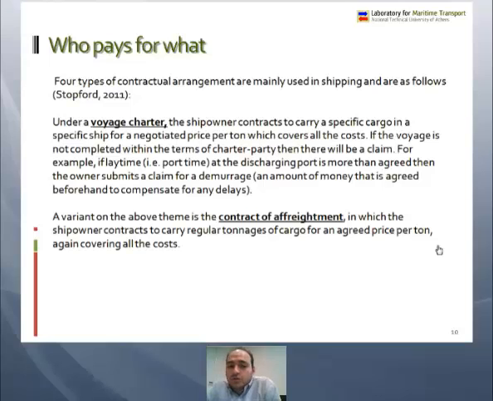And of course, the voyage has to be completed within the terms of the charter party, else there will be a claim. A variation of this voyage charter is the so-called contract of affreightment, COA, as you probably know it, in which the ship owner contracts to carry regular tonnages of cargo for an agreed price per ton, again covering all costs.